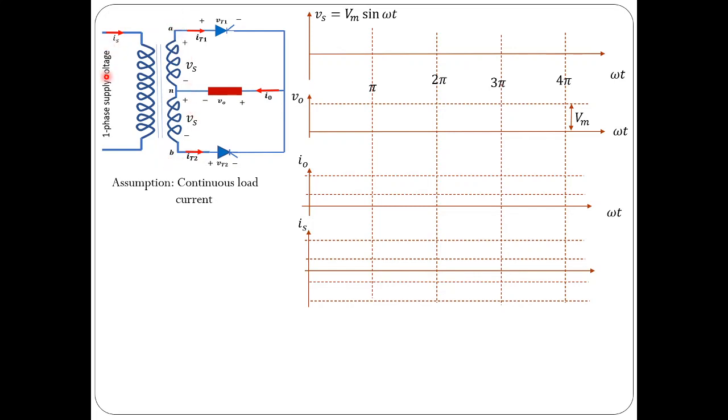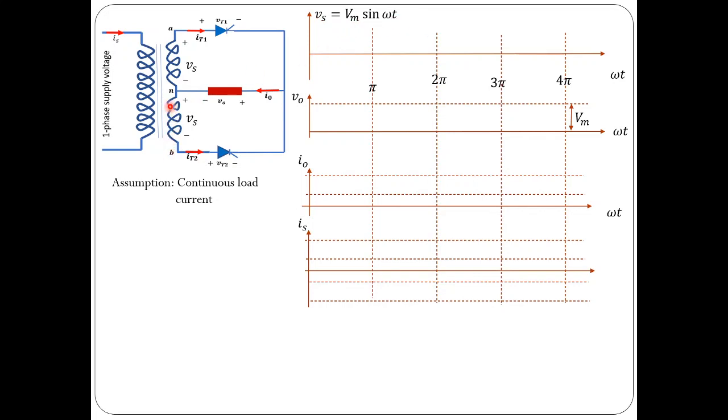Input side it is supplied with a single phase AC voltage source. Secondary side we have two parts in the winding, upper part and lower part. Voltage across upper part with this polarity, that is VAN, is equal to Vs, and voltage across the lower part with given polarity is VNB, which is also equal to Vs, and it is sinusoidal voltage, so Vs is equal to Vm sin omega t. Because supply is sinusoidal, the voltages across secondary are also going to be sinusoidal in nature.